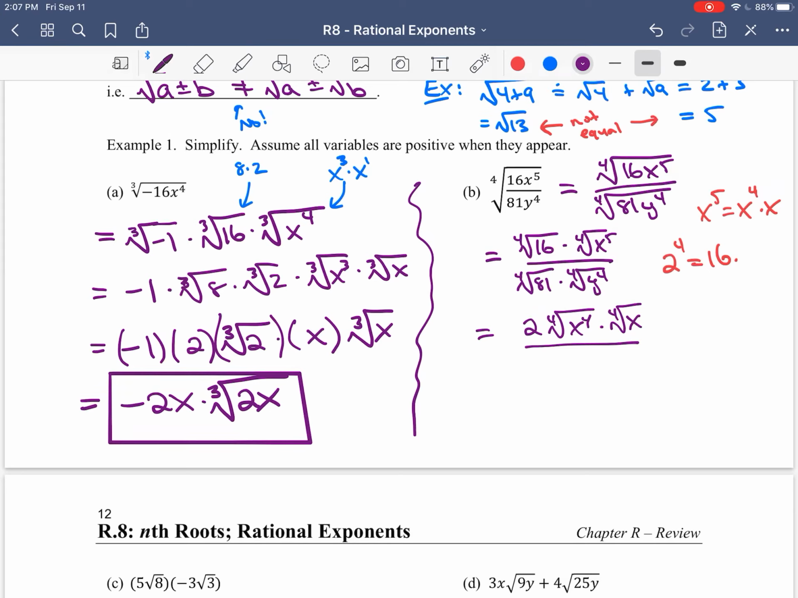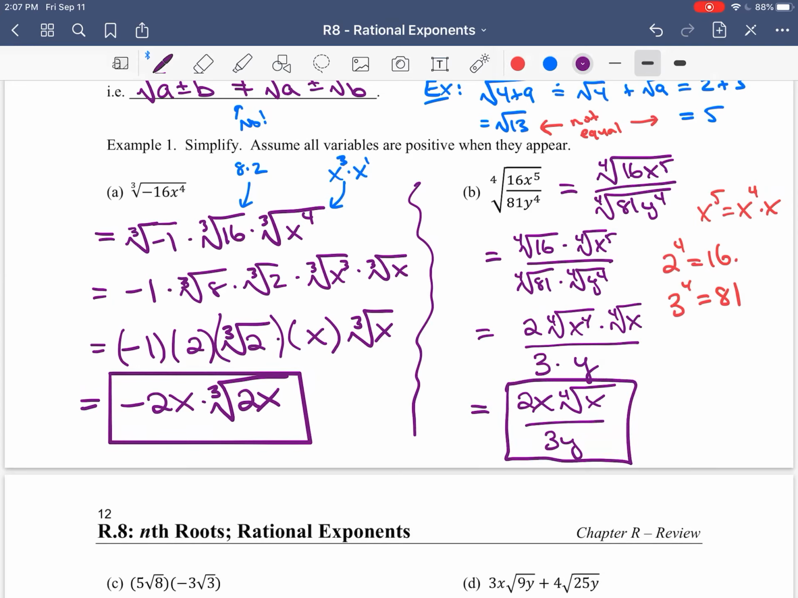Now the fourth root of 81 is actually 3, since 3 to the 4 is 81. And the fourth root of y to the 4, because we know y is positive, is just y. If we didn't know y was positive, we'd want absolute values there. Similarly, x is positive, so the fourth root of x to the 4 is just x. So we get 2x times the fourth root of x over 3y as our final simplification.